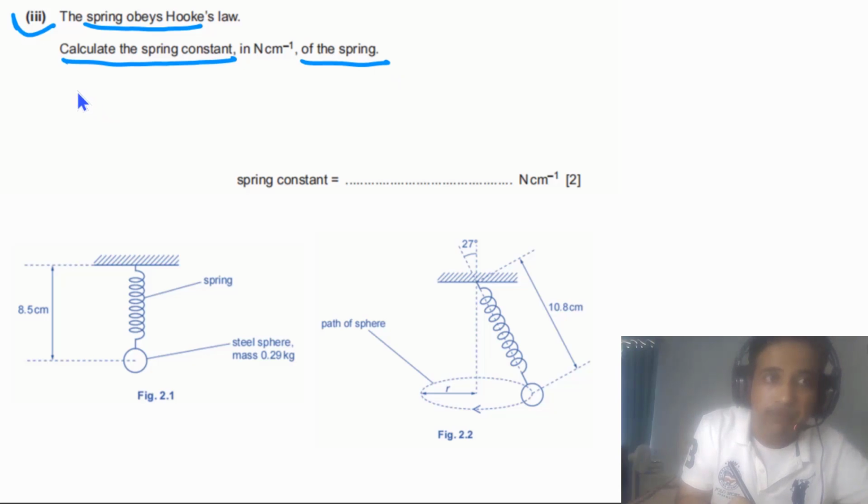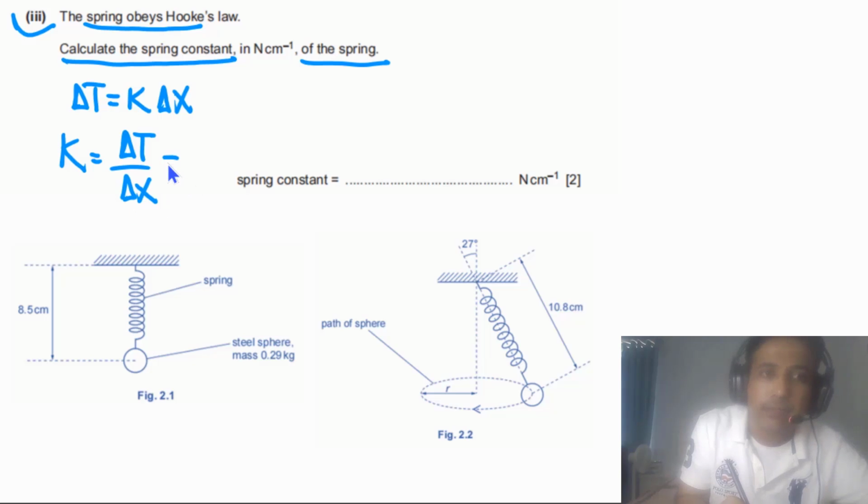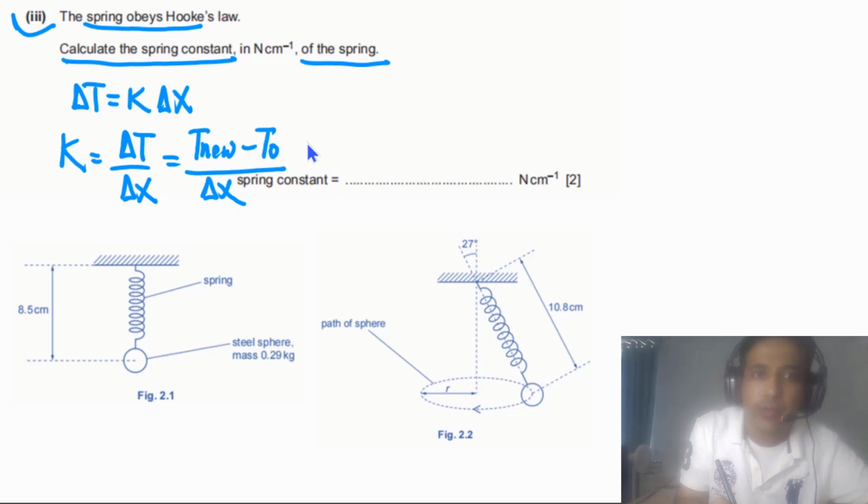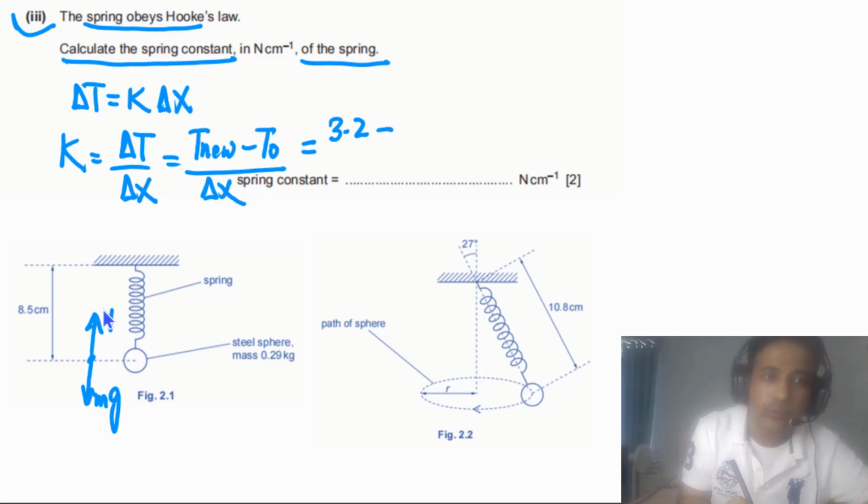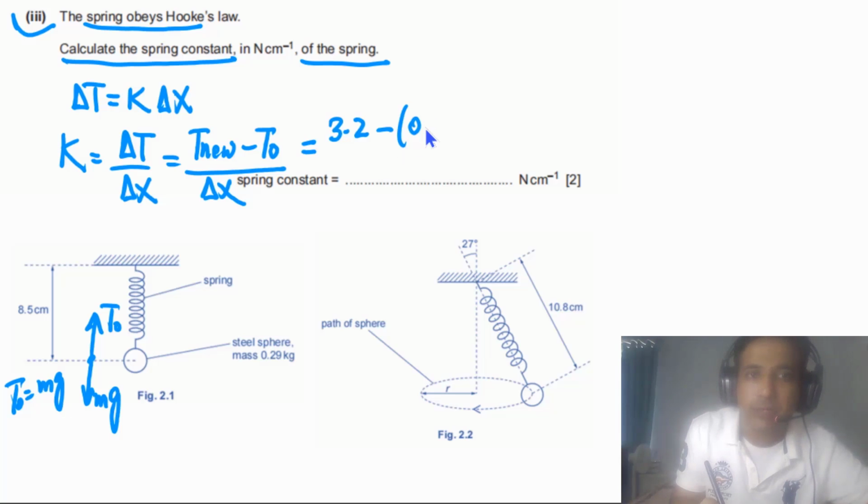So we need to calculate K. So in this case, delta T, the increase in tension, has to be equal to K times delta X. We need to calculate the value of K, so simply we can say K has to be equal to delta T divided by delta X, and delta T has to be equal to the new value of T minus the initial value of T. We have the new value of T that was equal to 3.2 newtons, and if you look at this figure, the initial value of T, which is T naught, is equal to mg, means mass of the sphere times g, and the mass of the sphere is 0.29 multiplied by 9.81.